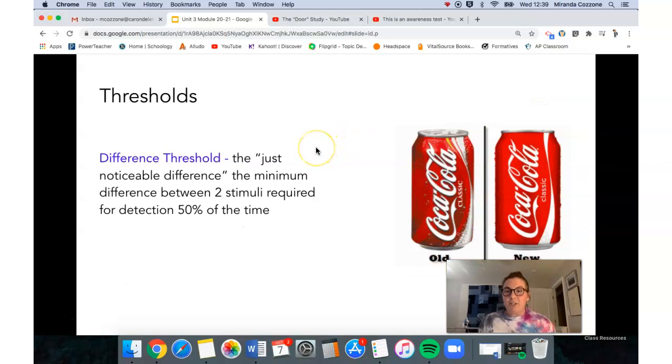We also hear of the difference threshold, which is the just noticeable difference. Okay, so it's the minimum difference between two stimuli or two pictures or two something required to be able to detect it. So if I flashed a bunch of soda cans in front of your face and they were all this, and then I flashed in one or two of these, would you be able to notice that the Coke can has slightly changed? And once again, with these thresholds, the absolute threshold and the difference threshold, we're just required to be able to detect it 50% of the time, so not even 100.